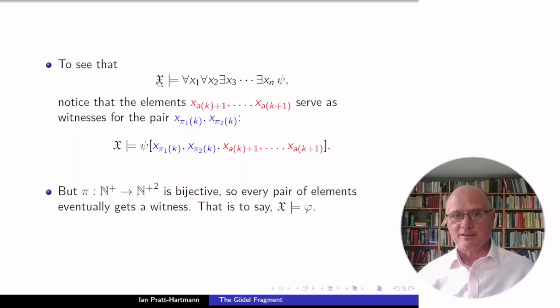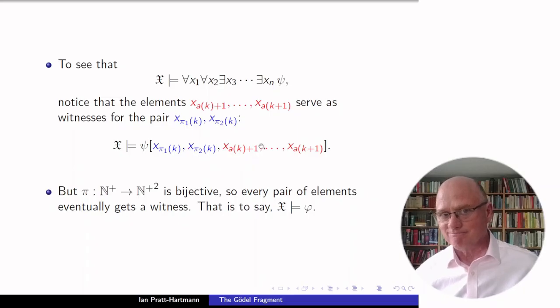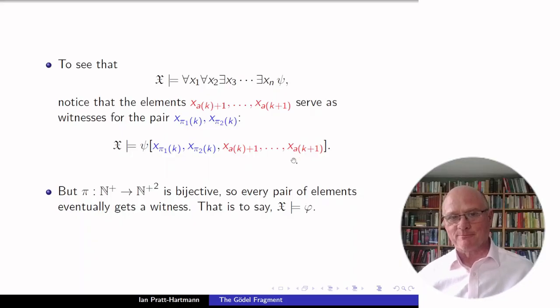So remember, this is what the formula phi says. For all x1, for all x2, there exist a bunch of things satisfying psi. Well, that must be true, because any objects x1 and x2 will have to have the form x pi 1 of k and x pi 2 of k for some k. And then when we define zeta k plus 1, they'll get the witnesses.